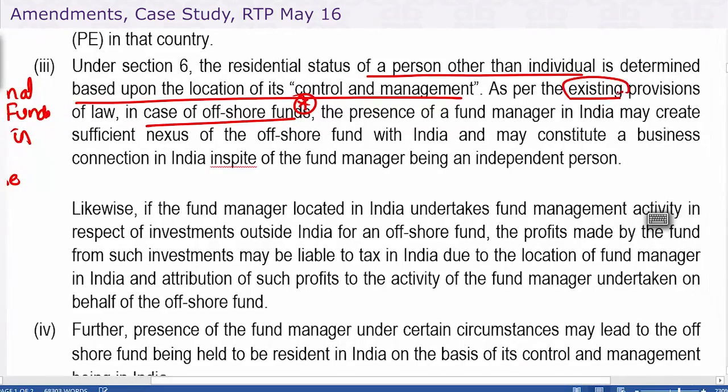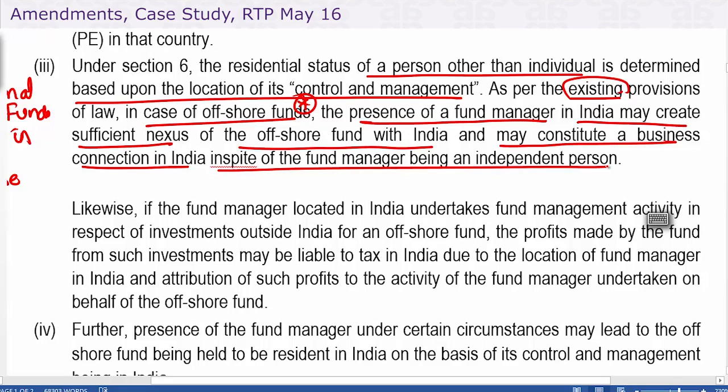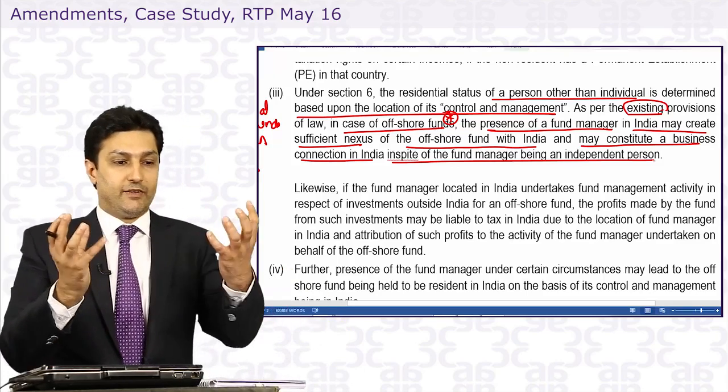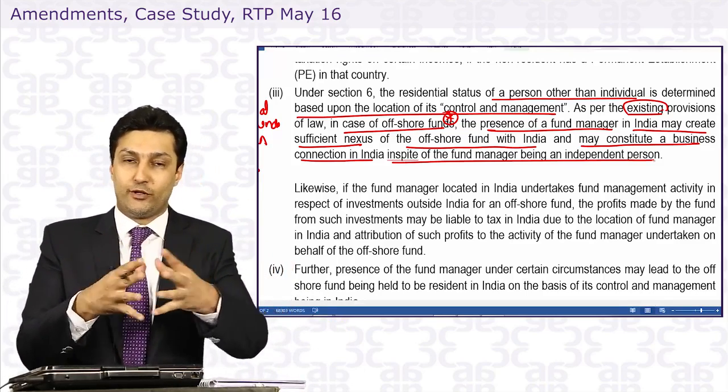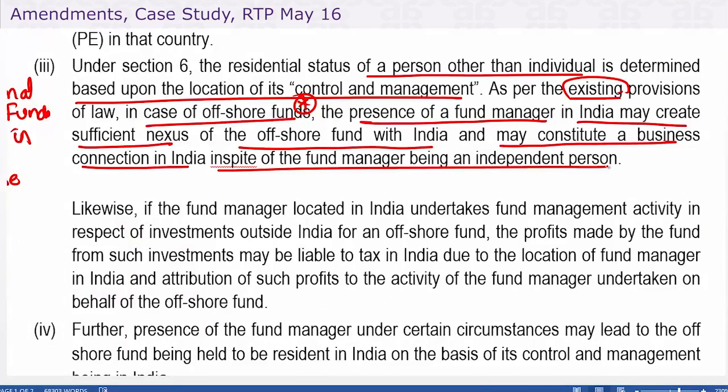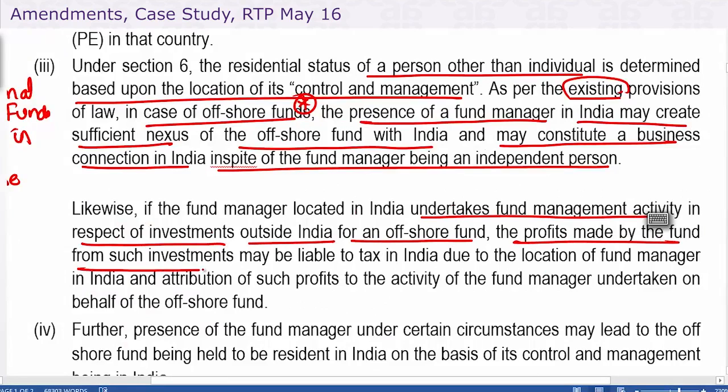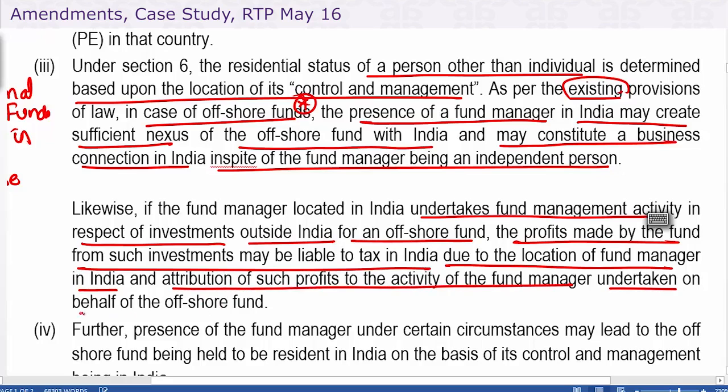and this is as per existing provisions, the presence of a fund manager in India may create sufficient nexus of the offshore fund with India and may constitute a business connection in spite of the fund manager being an independent person. And we know when we've talked about business connection, even if independent entities directly work only for each other, there is a business connection. Likewise, if the fund manager in India undertakes fund management activity in respect of investments outside India for an offshore fund, the profits made by the fund from such investments may be liable to tax in India due to the location of the fund manager in India, and attribution of such profits to the activity of the fund manager undertaken on behalf of the offshore fund.